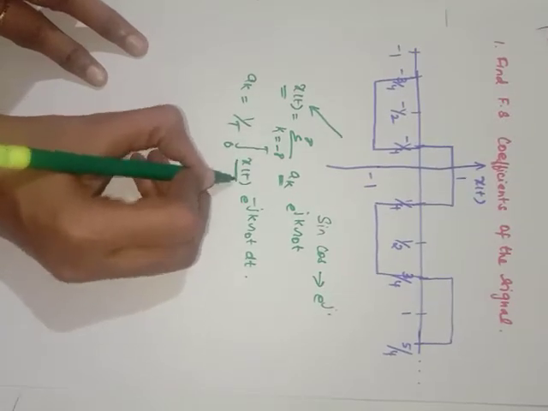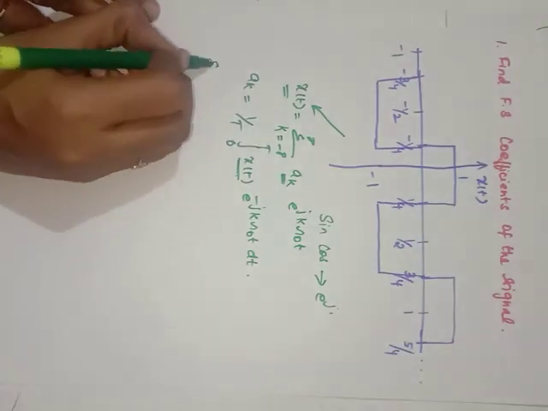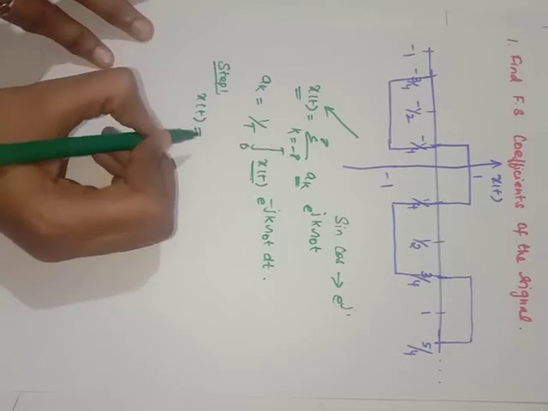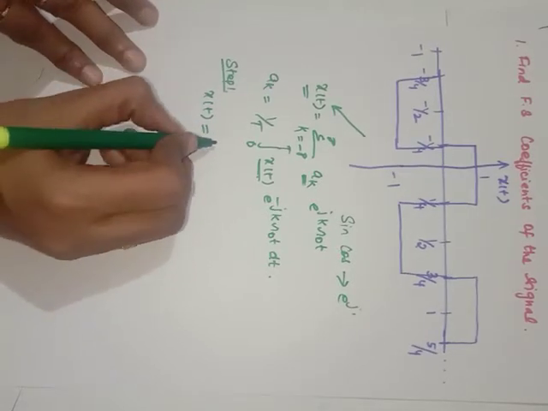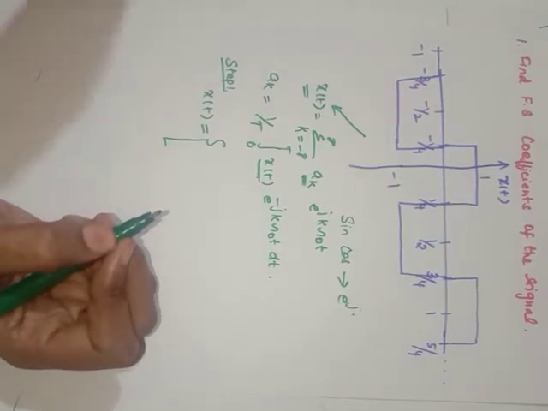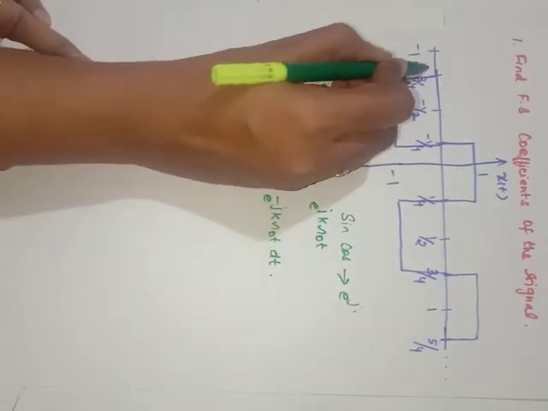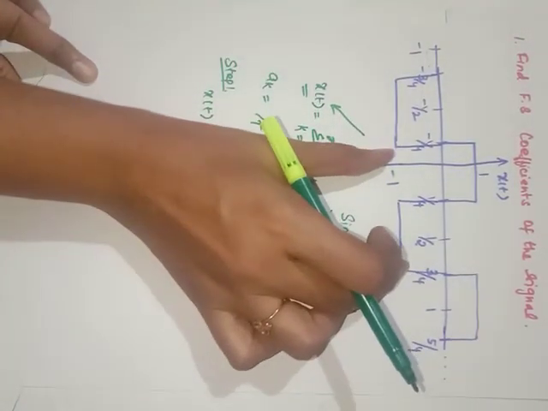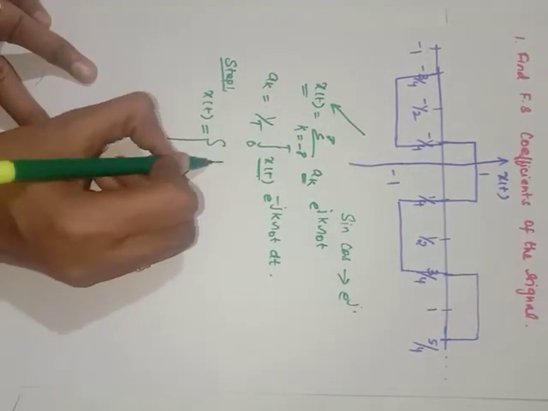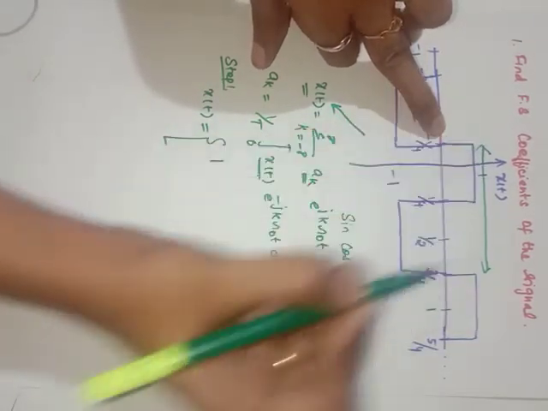Before that, you need to substitute the x of t value in this formula. So the first step is you need to represent this x of t in terms of a mathematical expression. You need to write it. You know how to write down the mathematical expression. Since it is a periodic signal, it is enough to represent it for one cycle. So this is your one cycle. This is the amplitude 1, and this represents one cycle.